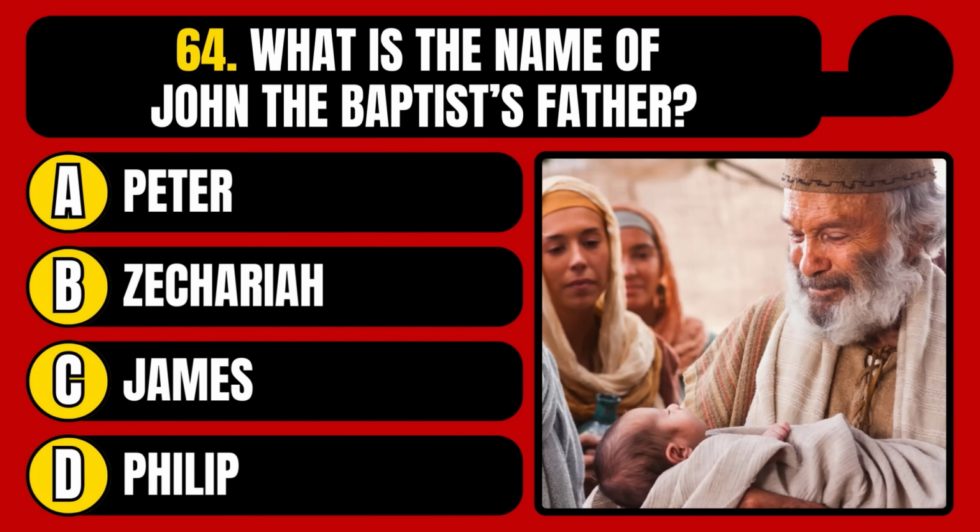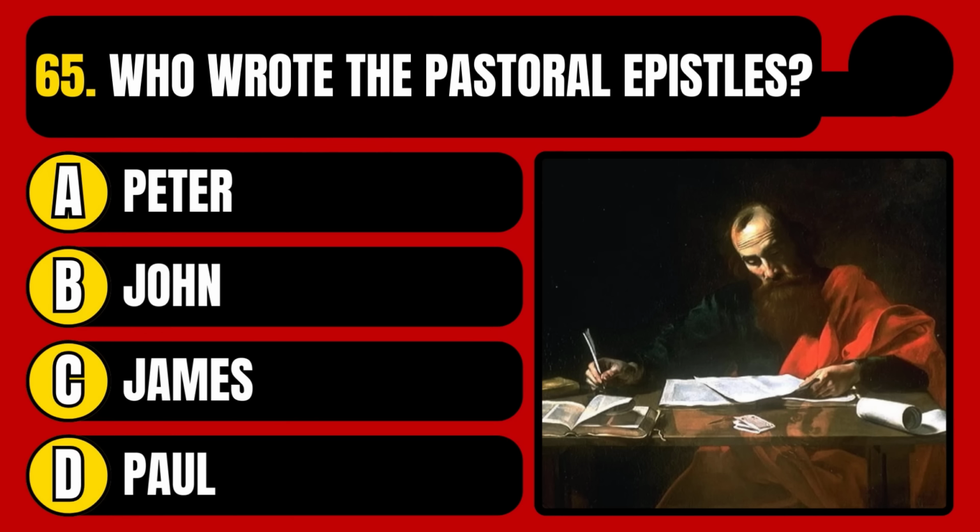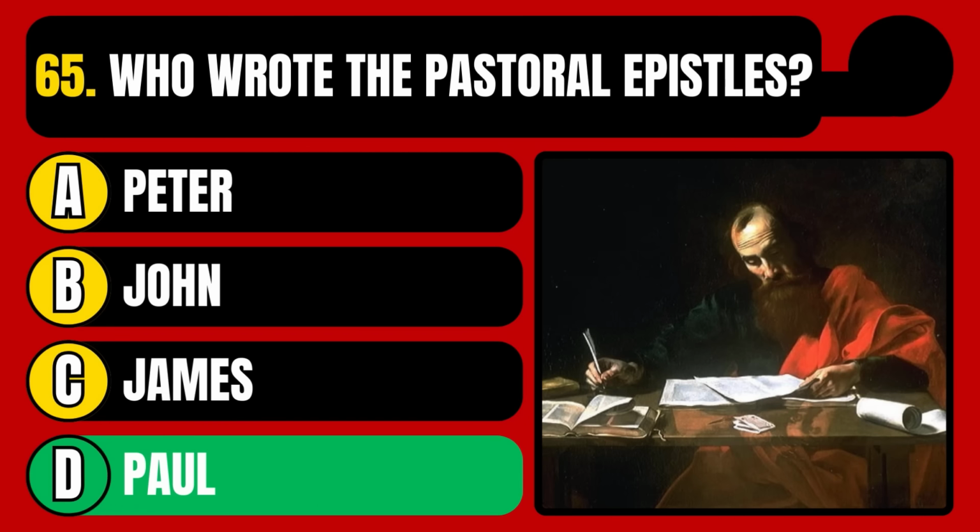What is the name of John the Baptist's father? Peter, Zechariah, James, or Philip? The correct answer is option B, Zechariah. Who wrote the pastoral epistles? Peter, John, James, or Paul? The correct answer is option D, Paul.